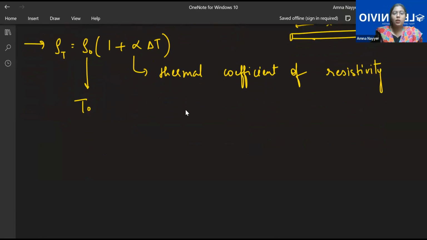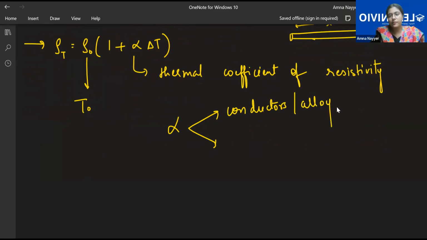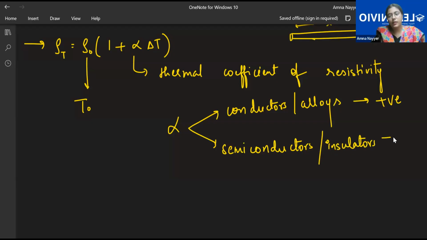Now, similarly, here also for the alpha's value, two things you need to remember. For conductors or alloys, the value of alpha will be positive. And for semiconductors or insulators, it will be negative. Okay, that's what you need to remember here.